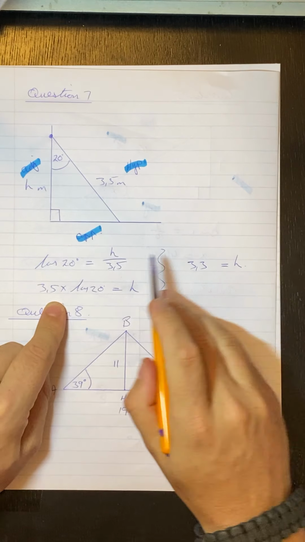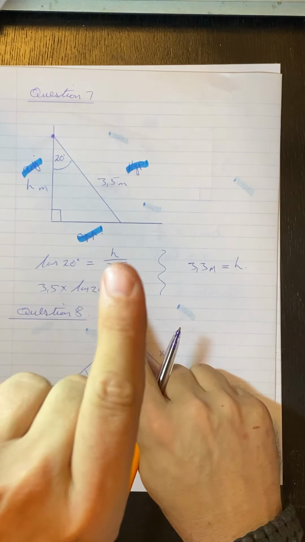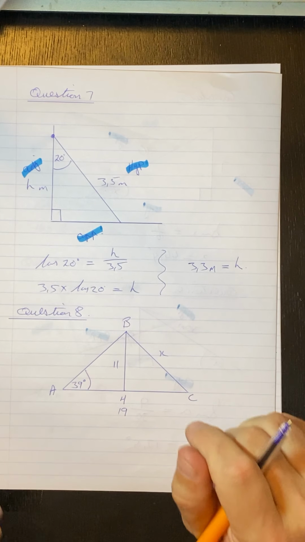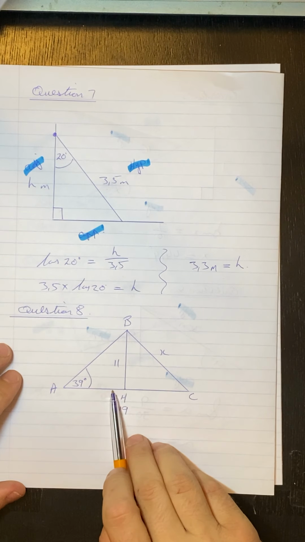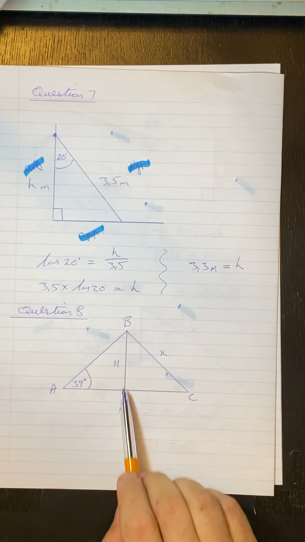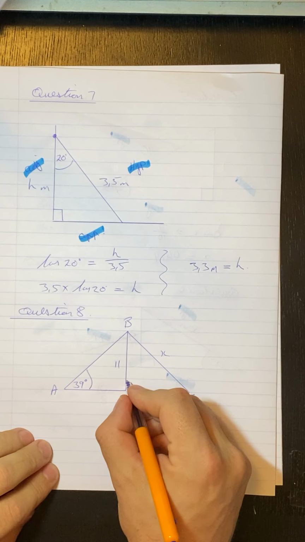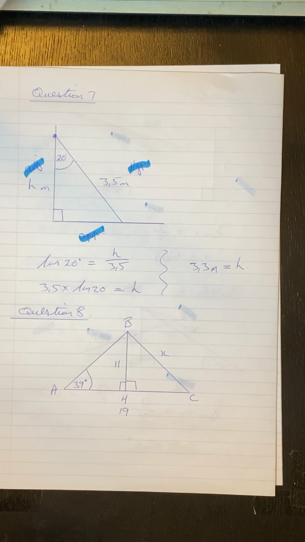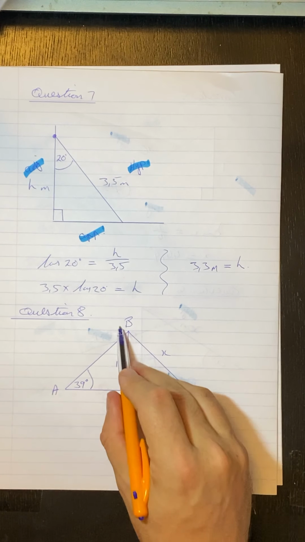Now, they've given us units here, meters, so I'm just going to put that in there. So the ladder makes contact with the wall 3.3 meters up. Okay. Question 8 over here is saying BH is perpendicular to AC. So that means that this is 90 and that is 90. Find X, the length of BC.